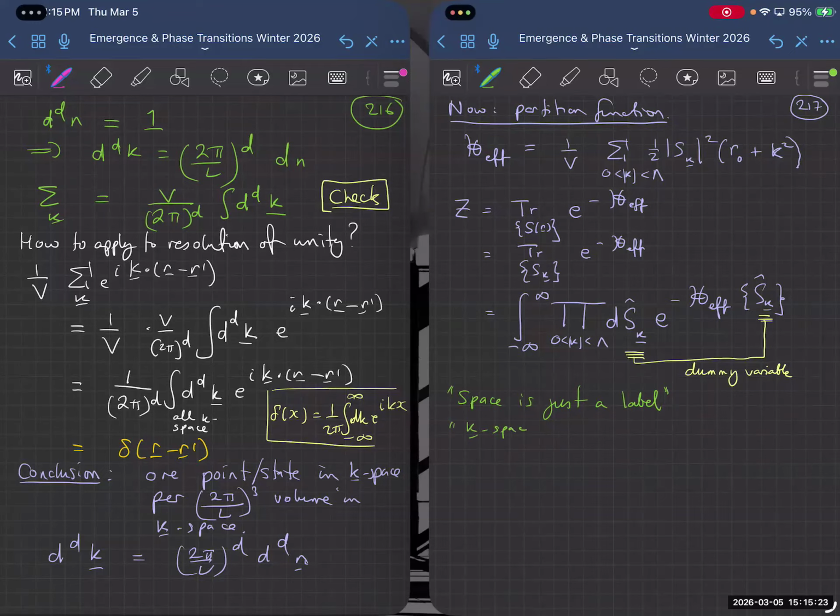How does S of R or S of K change with scale? So we're going to need to figure that out. And what we want to do is we want to renormalize it. And I'm going to write it like this: renormalize the variable S of R after each scale transformation.